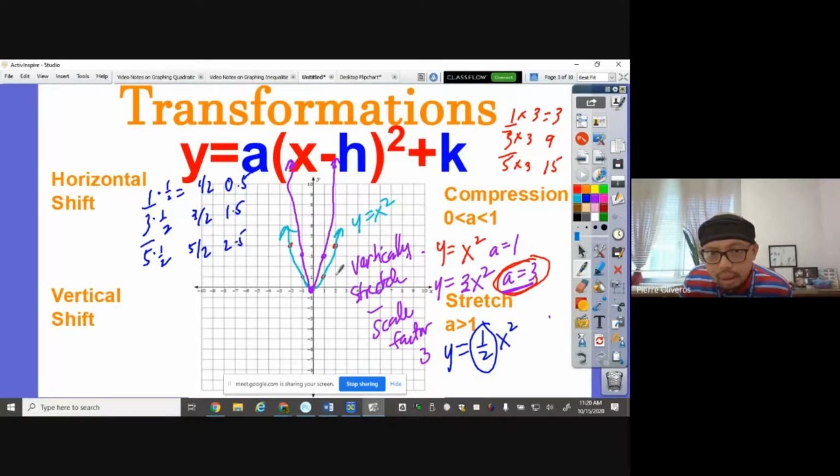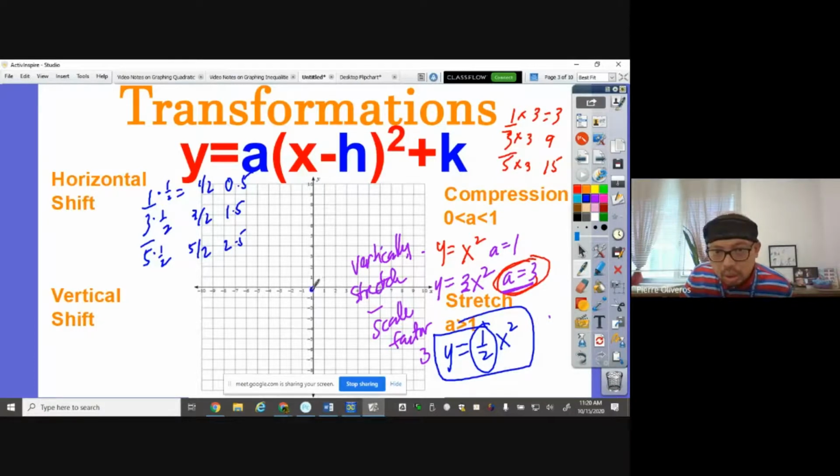Okay, so here I'm going to go to the vertex. I'm going to erase this portion so you can see it. So again, I'm going to graph y equals 1/2 x squared. I'm going to go to the origin, go up by half, over, go up by 1.5, over, go up by 2.5, and then reflection, reflection, reflection.